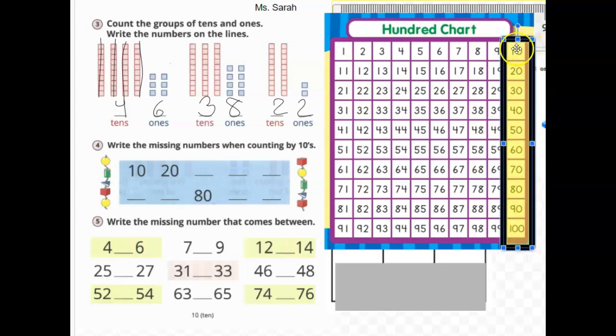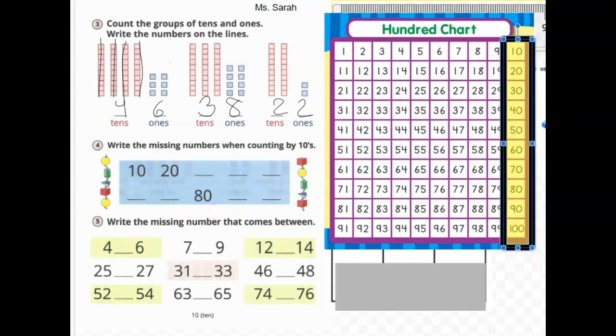Okay, let's try it again. 10, 20, 30, 40, 50, 60, 70, 80, 90, 100. Okay, we're going to do it one more time. 10, 20, 30, 40, 50, 60, 70, 80, 90, 100.